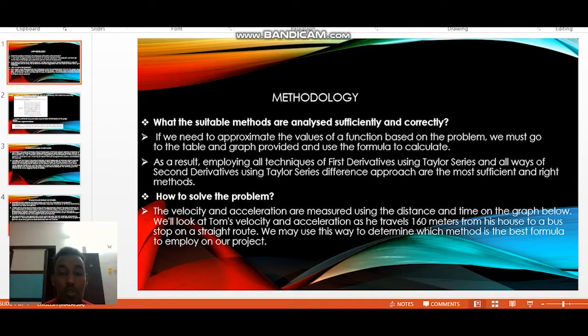As a result, applying all techniques of the first derivative using Taylor series and all ways of the second derivative using Taylor series difference approaches are the most efficient and right methods. Secondly, how to solve the problem. Velocity and acceleration are measured using the distance and time in the graph below. So we will look at Tom's velocity and acceleration as he travels 160 meters from his house to a bus stop on a straight road. We may use this to determine which is the best formula to employ in our project.